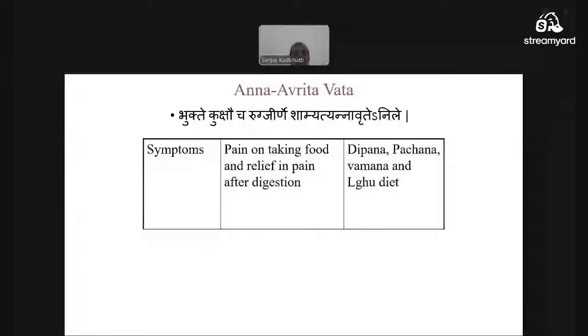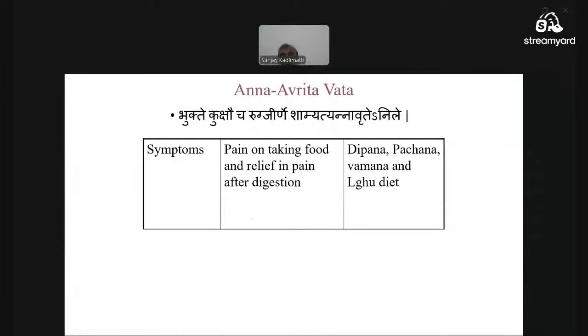Annavrata. Bhukte Kukshaucha Rukjirne Shamyati. Very clear. Soon after eating, there will be pain. After digestion of the food, the pain goes. So you decide whether it is peptic or duodenal ulcer. It's very easy. Soon after eating, there is pain. After digestion of the meal, no pain. Only one symptom, Annavrati Anile.